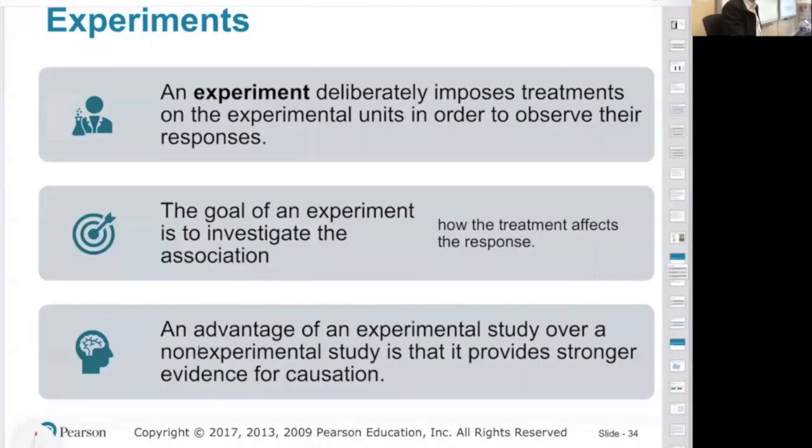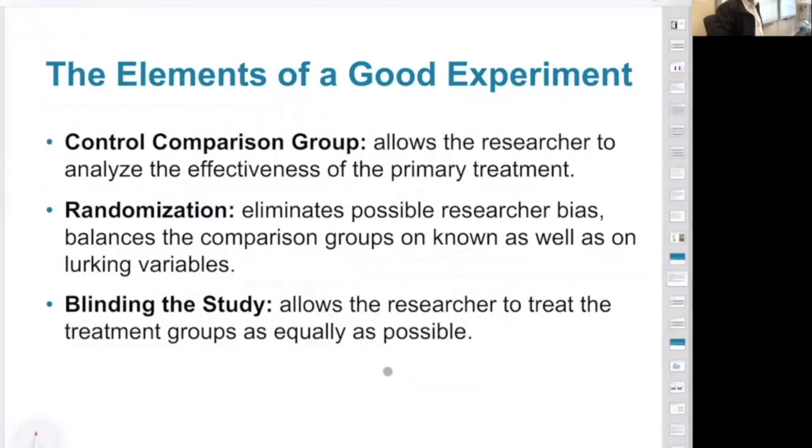The advantage of the experimental study, as I said to you, over the non-experimental study, like the observational study for example, is that it gives you strong evidence of causation because it's scientifically proven. You prove this association. The elements of a good experiment are what? First, a control or comparison group, which allows the researcher to analyze the effectiveness of the primary treatments.